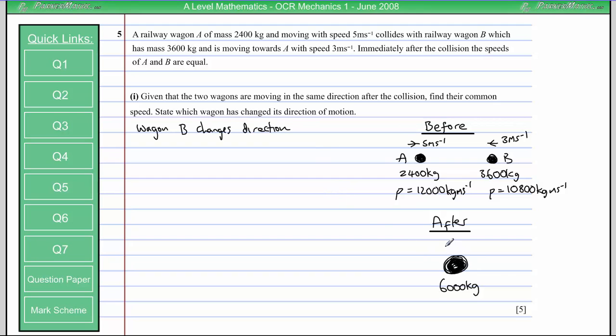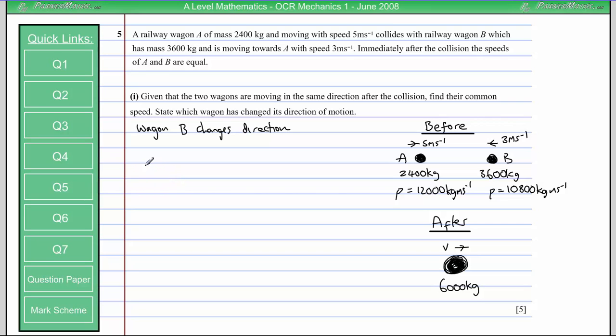Now let's go about calculating the velocity v of the whole thing afterwards. Remember, both particles move with the same velocity. So we're going to write down a conservation of momentum equation, and that says that momentum before the collision is going to be the same as the momentum after the collision. Let's take right to be the positive direction.